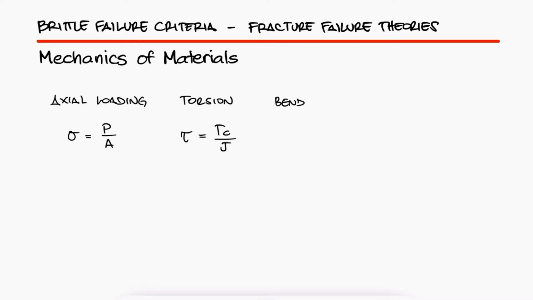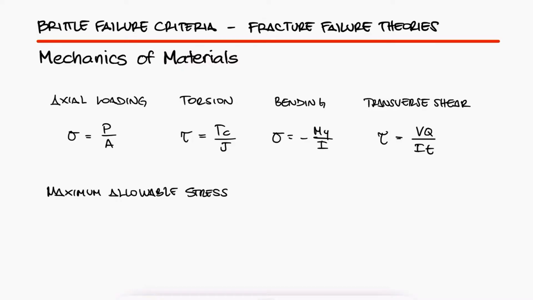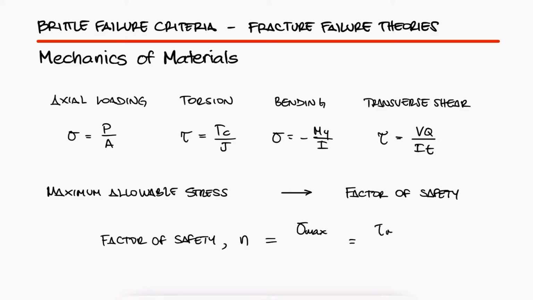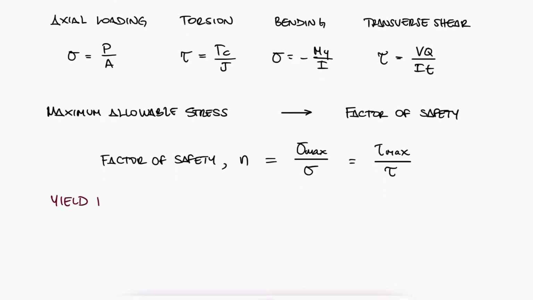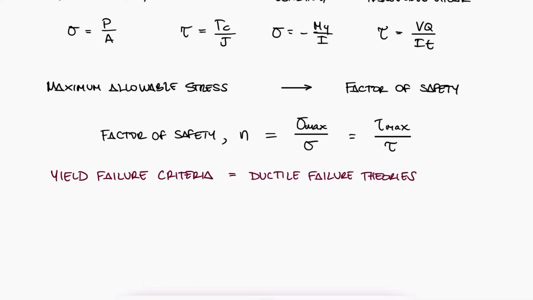When studying the different types of stresses individually, maximum allowable stresses are usually given to calculate the factor of safety. The factor of safety was most likely defined as the maximum allowable stress over the current stress for either normal or shearing stresses.